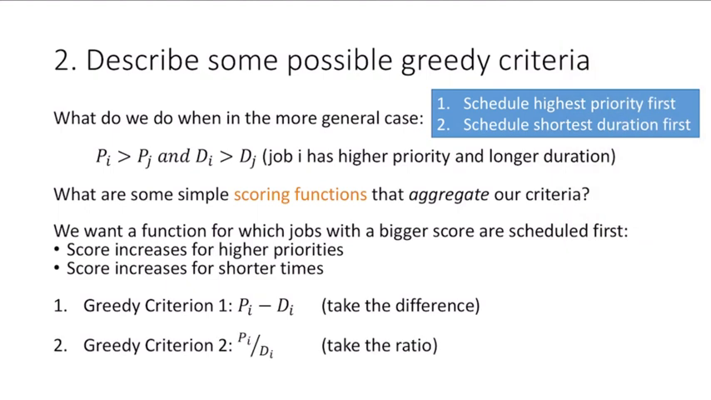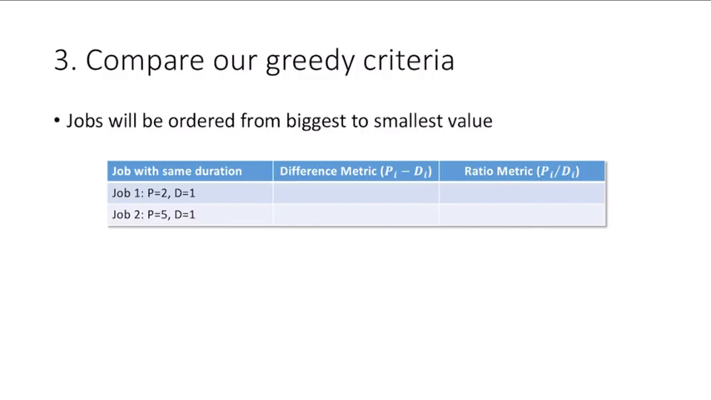Another criteria would be, for example, taking the ratio of the two. So again, as we increase the priority, this ratio will go up. As we increase the duration, this ratio will go down. So we have two possibilities. And there are other possibilities, but these are the two we'll talk about in the slide. So let me just remind you, for the case where they have the same duration, we want the higher priority job to be scheduled first.